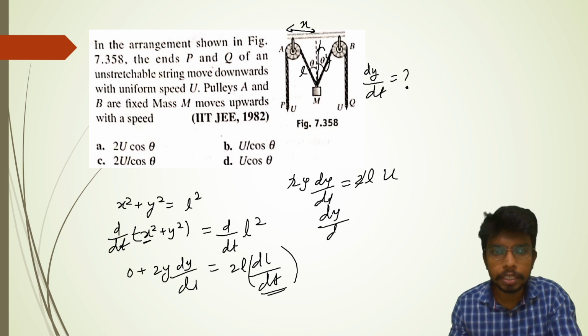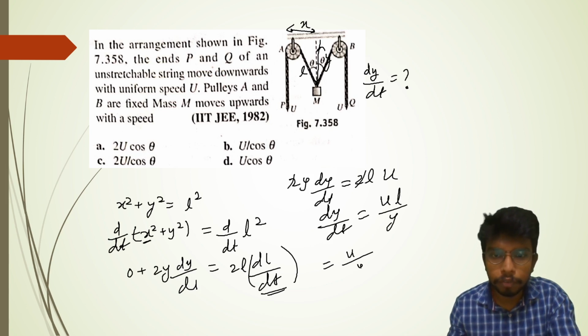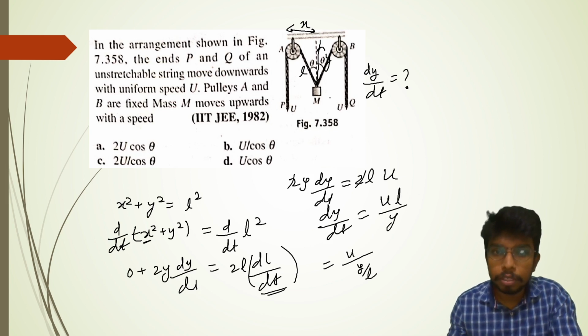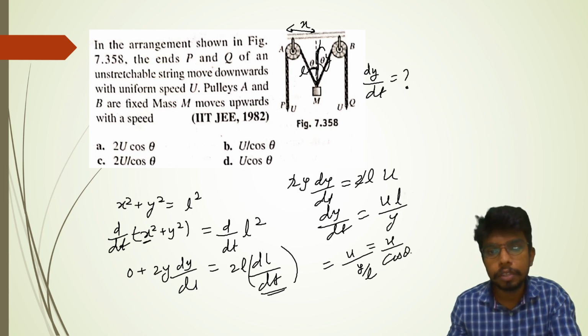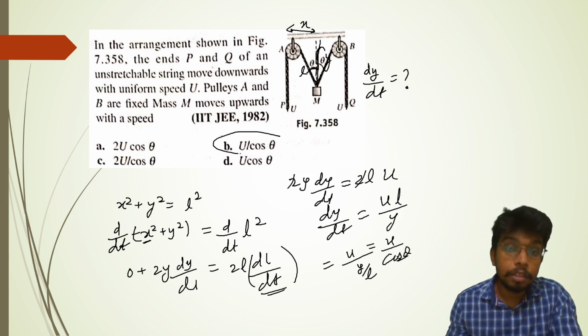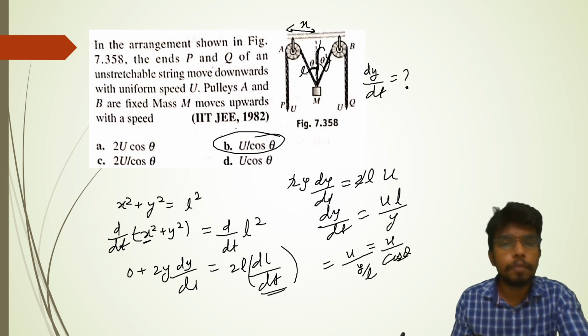I get dy by dt as ul over y. And if you check over here, ul over y, or I can write it as u over y by L. Now this angle is theta. This is y. This is L. So this is base upon hypotenuse. I can simply say it as u over cos theta. This should be the result. This is one way. This is the proper way of solving this particular problem.